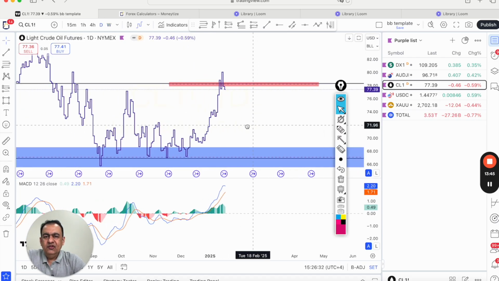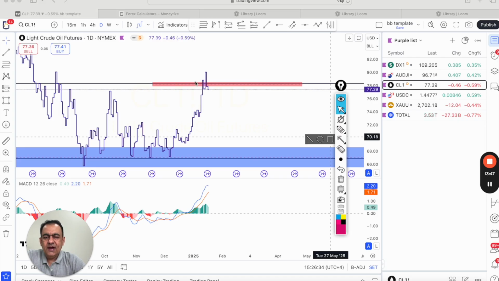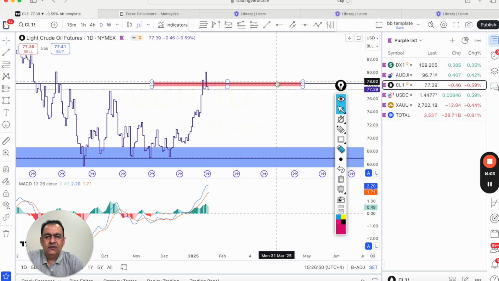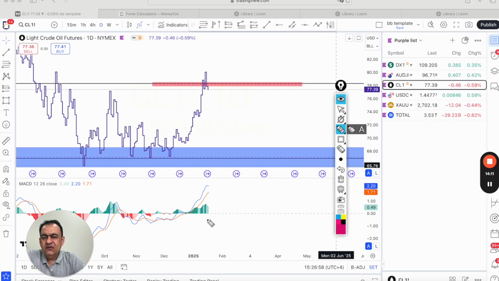Yes, on the daily chart, crude oil reached exactly to the resistance level. It made a false breakout and closed lower than this level. So this level is crucial, as crude oil could not sustain after breaking above it. 78.32 is the level I'm talking about, and I can see that on the basis of the MACD histogram, the bullish momentum has started fading out. There is no bearish divergence yet. It is still making higher highs, but the momentum has started fading.